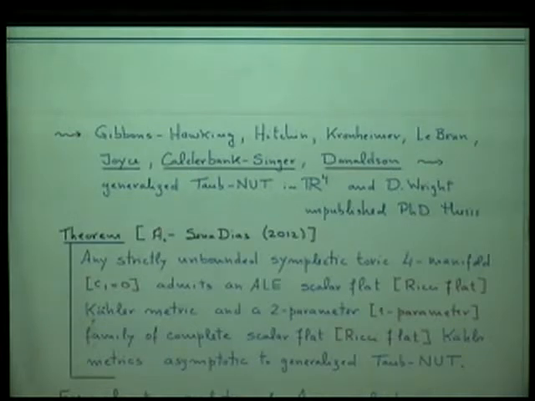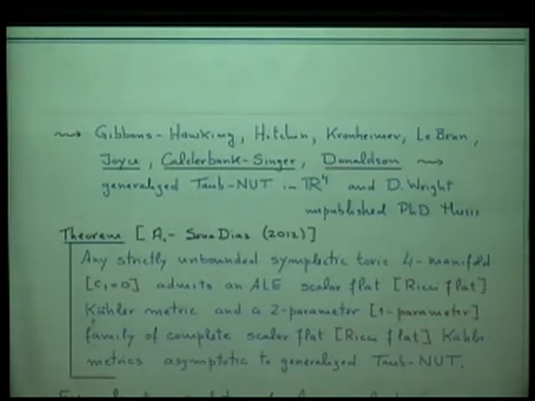And what I did in 2012, it was published in 2012, with my colleague in Lisbon, Rosa Sena Dias, was to generalize this Donaldson thing that applied to Taub-NUT in R4 to all the toric non-compact manifolds where this thing made sense. I'll give you a bunch of examples where it does make sense, but what we prove is that any unbounded or non-compact symplectic toric four-manifold admits an asymptotically locally Euclidean scalar flat Kähler metric, and now this is the interesting piece, in a two-parameter family of complete scalar flat Kähler metrics asymptotic to generalized Taub-NUT.